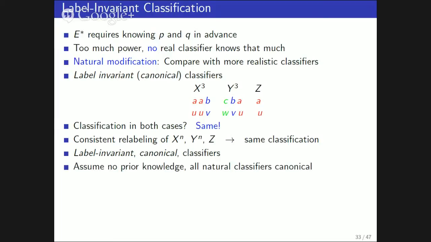Because we assume no prior knowledge, all natural classifiers are canonical. And what we can do is make E star tilde, I'm sorry, be the error of the omniscient label invariant classifier. So we're not allowing all classifiers. We insist that the omniscient classifier is label invariant. It doesn't look like a big restriction because it's very natural, but we're going to make this restriction. We insist that the classifier that we compete with should be label invariant. And like I said, we don't think of it as a big restriction because all classifiers should be.